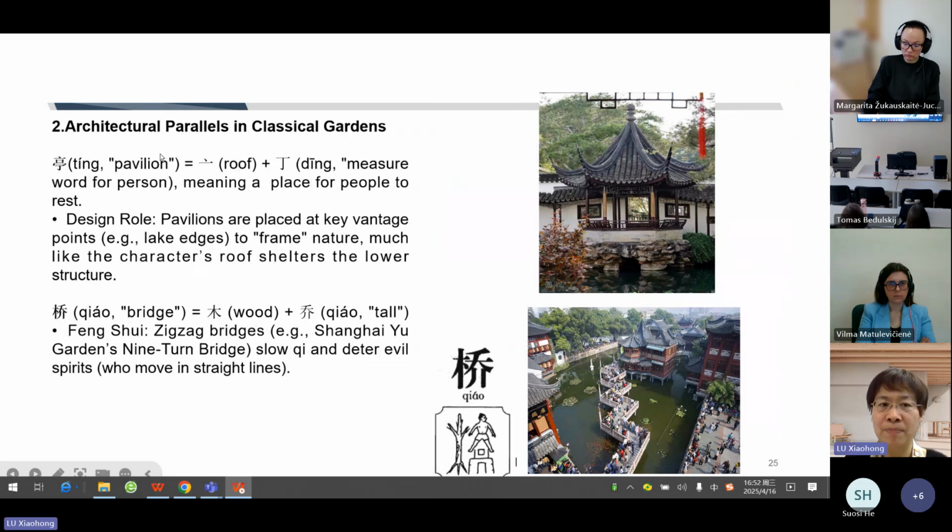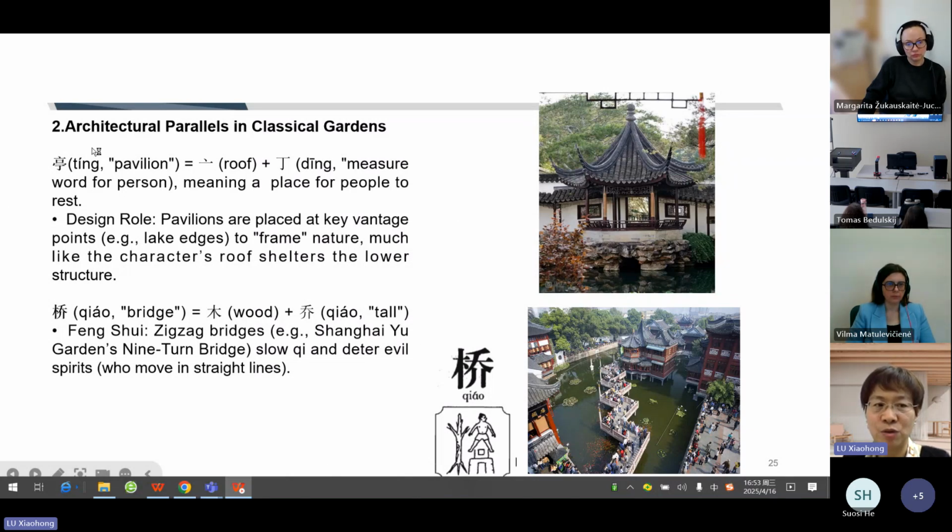Now, architectural parallels can be found in the classical garden. Let's take the word ting, for example. Ting means pavilion, where the upper part, the top, means roof. You can find this radical in the word gao. Gao means tall. You can find the same radical. So here means roof. We have a different radical to indicate a roof. Here is another radical to indicate a roof. While the lower part is ding. Here ding is a measure word for a person. So it means a place for people to rest. So this is the function of ting.